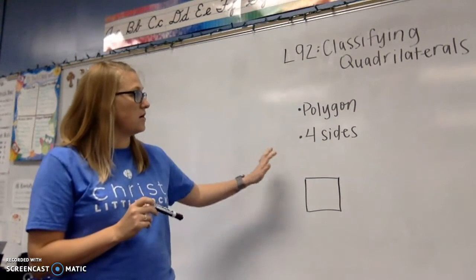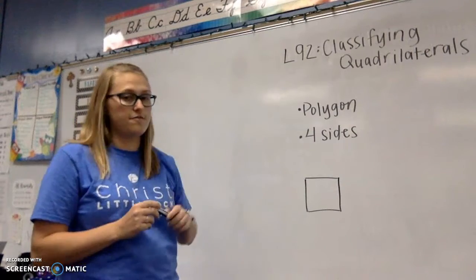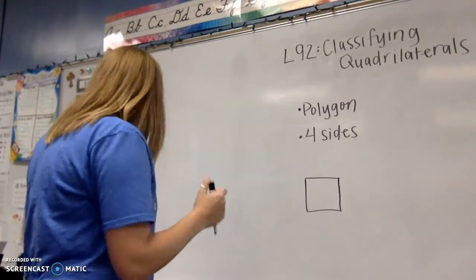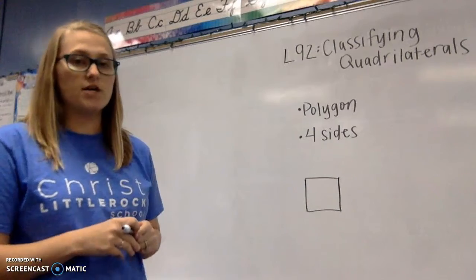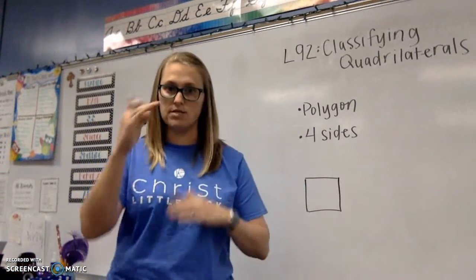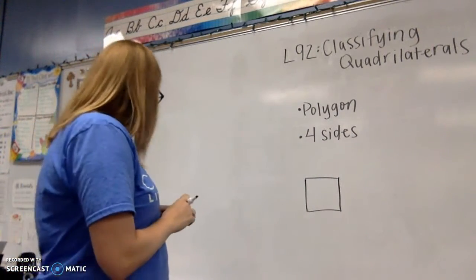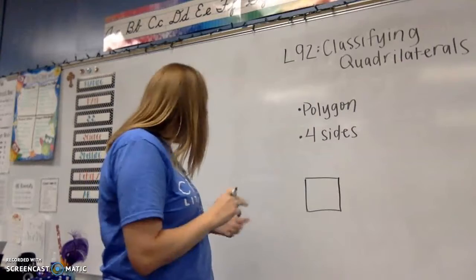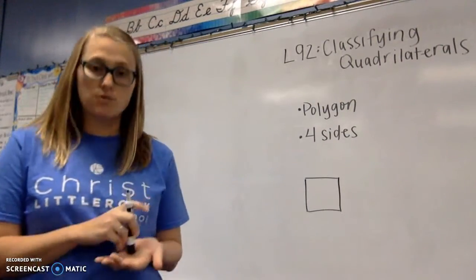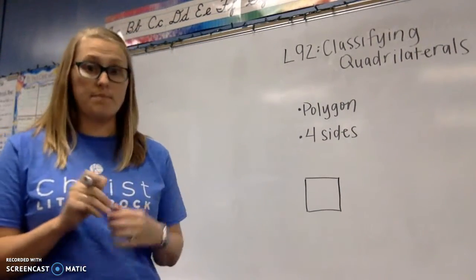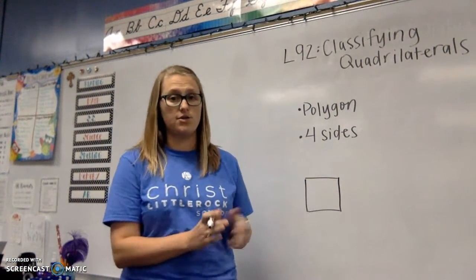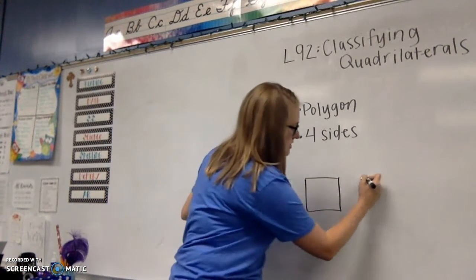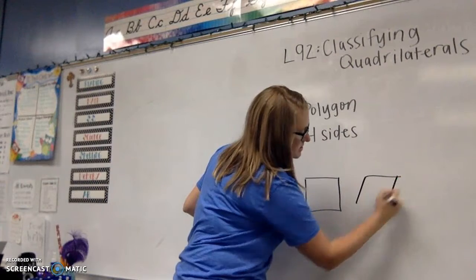So with quadrilaterals, we have several different kinds. We have a parallelogram. If you look at your chart, a parallelogram has two sets of parallel lines. We have a rectangle, which we know, a square, and a rhombus. All the sides are equal, but the angles are not 90 degrees. It would be slanted like this.